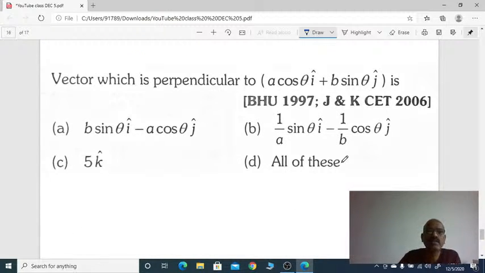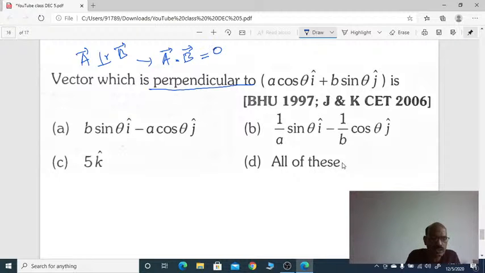Next one, vector which is perpendicular to this. See that vector which is perpendicular to A cos theta i cap plus B sin theta j cap is. So, which is perpendicular to this. Perpendicular to this means we know, right? The two vectors which are perpendicular to each other will have their dot product 0. We know if A vector is perpendicular to B vector, it means their dot product A dot B equal to 0.